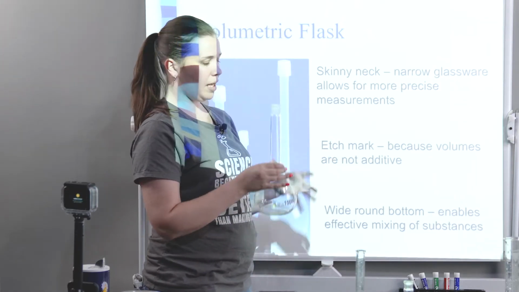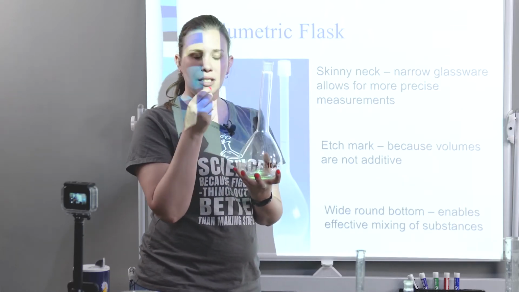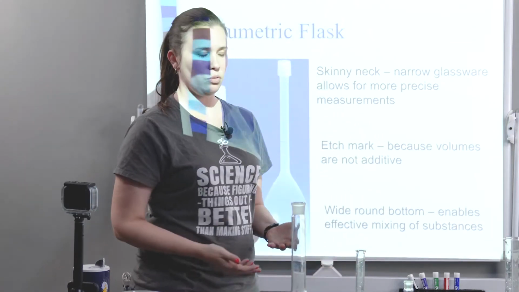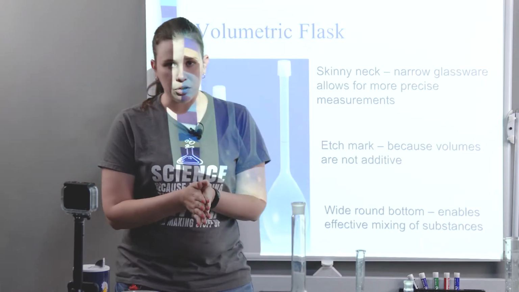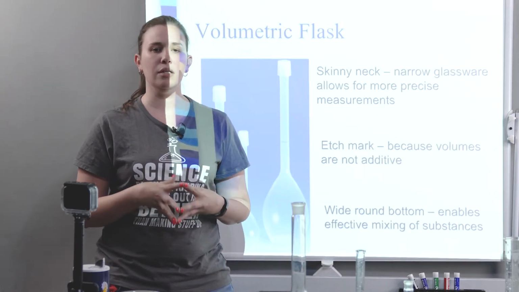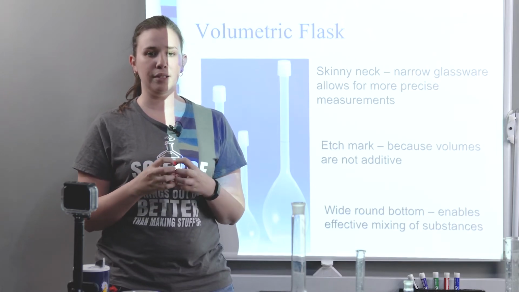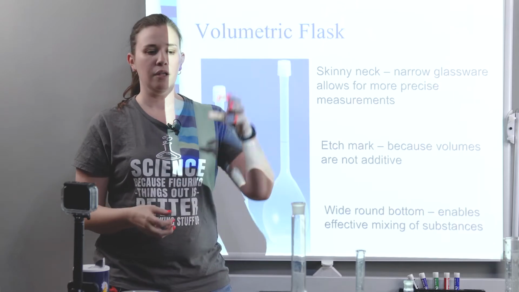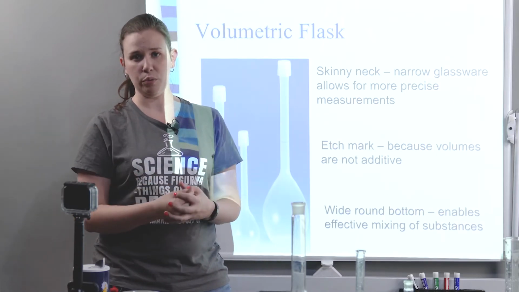And then the skinny neck is going to allow for more precision. Whenever you take that measurement, the skinnier the neck, the more precise your measurements can be, or the more decimal places you can give your answer. When we're making these solutions, the volumes that we're going to discuss are total volumes of solution. There is not a way to tell the volume of the solute versus the volume of the solvent. That is why those bottom flasks are designed to hold both.